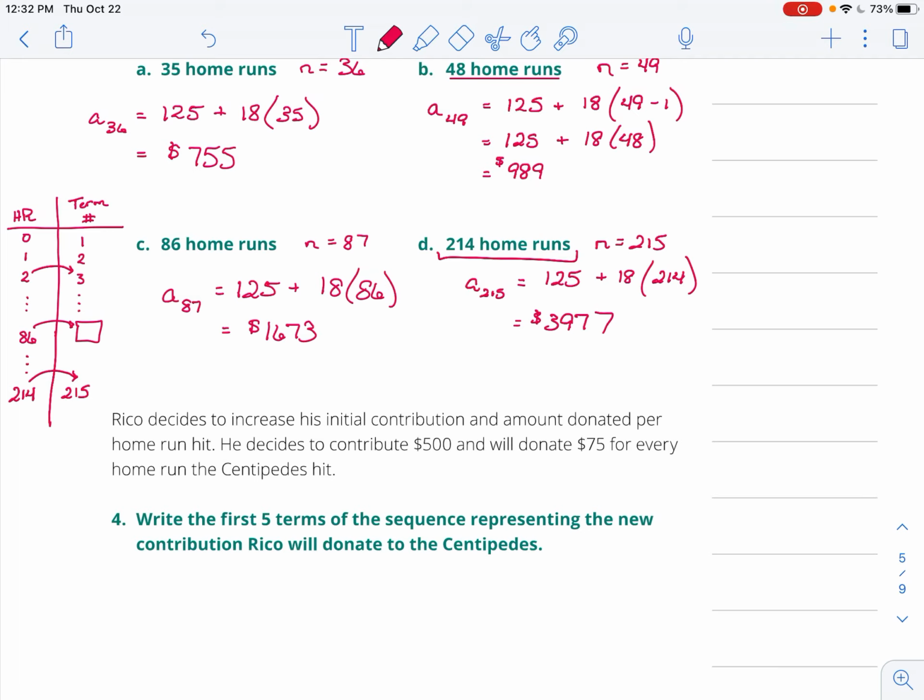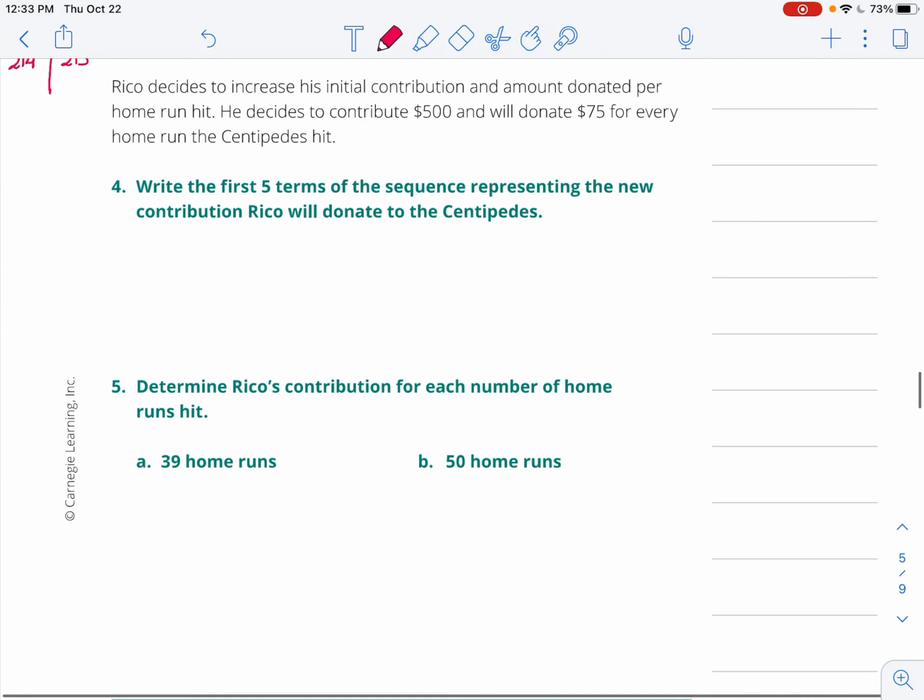So then the next one, it just slightly changes it up. It says Rico decides to increase his initial contribution and the amount donated per home run hit. He decides to contribute $500, and then he's going to donate $75 for every home run that they hit. So if I want the first 5 terms of the sequence, well, we're going to start with his donation. He's going to do this regardless of how crappy of a season they might have.